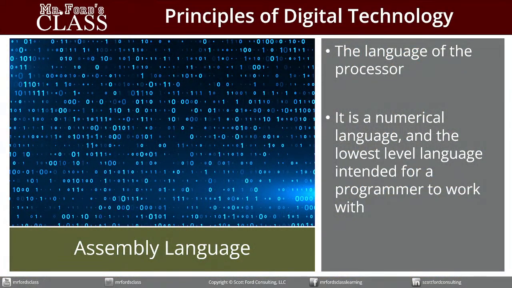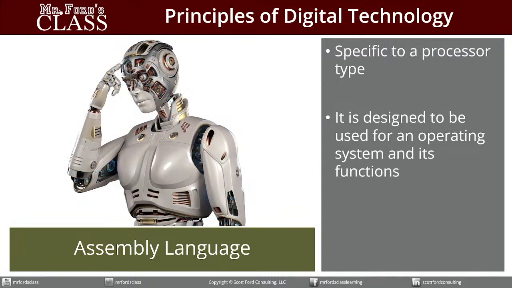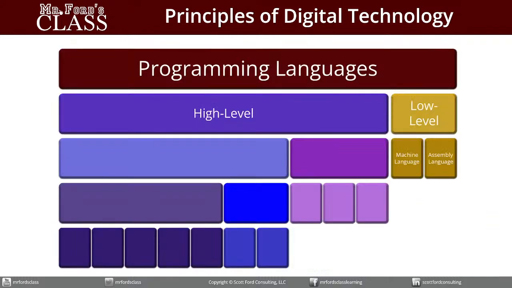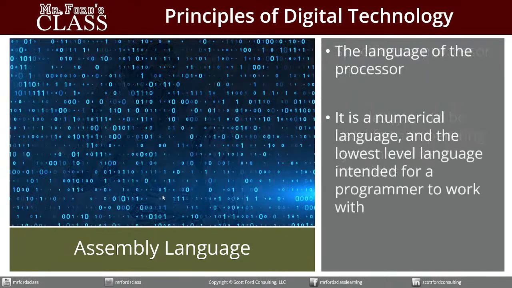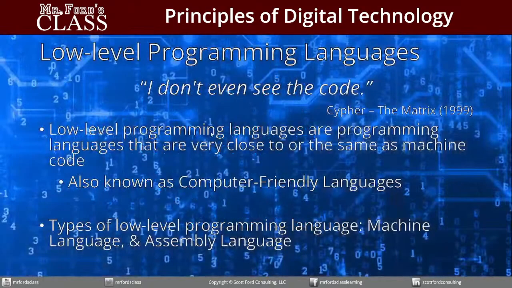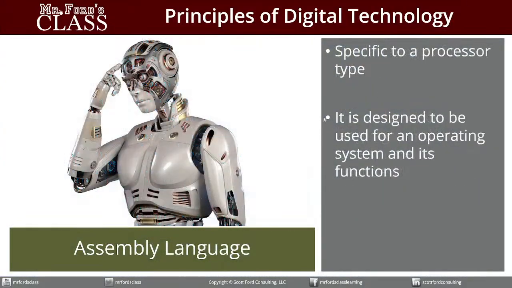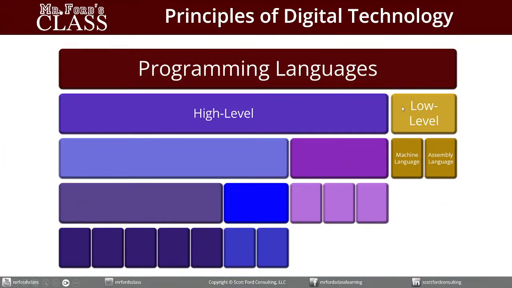We have assembly language. This is the language of the processors. It's a numeric language, and it's the lowest level language intended for a programmer to work with. Specific to a processor type, it is designed to be used for an operating system and its functions. So here we have, I think I made a mistake as I was talking here. Sorry, that's supposed to be machine language. My bad, there's a mistake down here. So yeah, this is supposed to be machine language. This is assembly language. So as we're looking at our graphic here, we have our low level, and in our low level, we have machine language and assembly language.